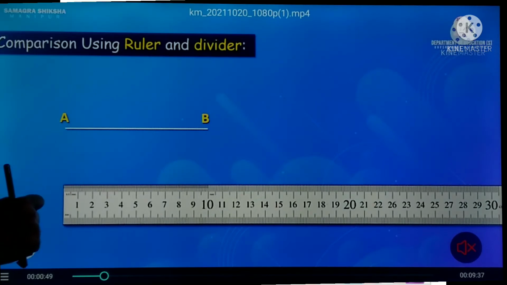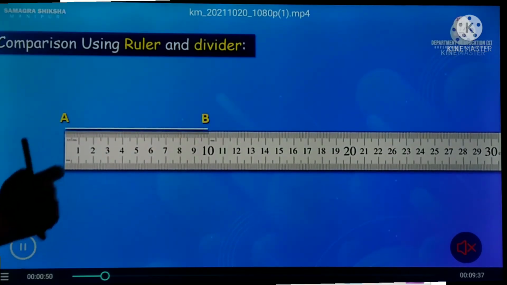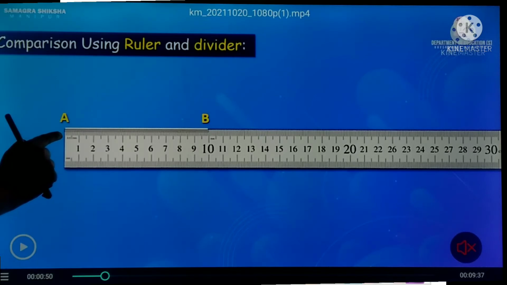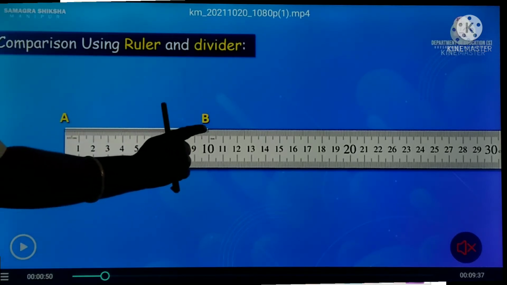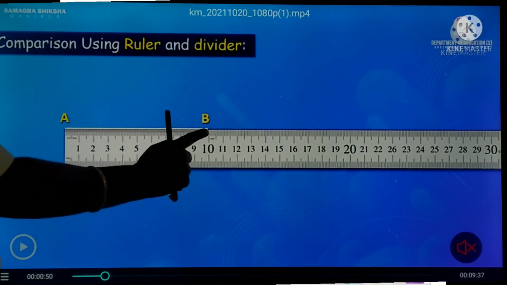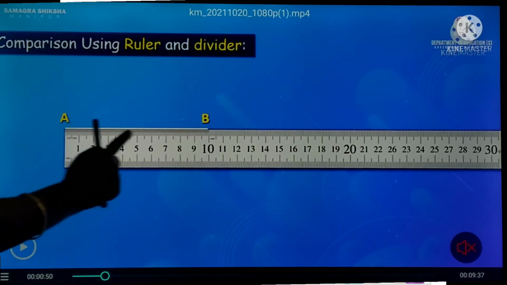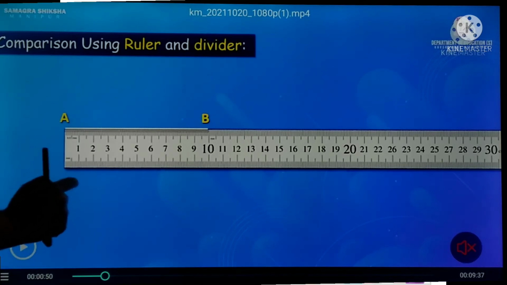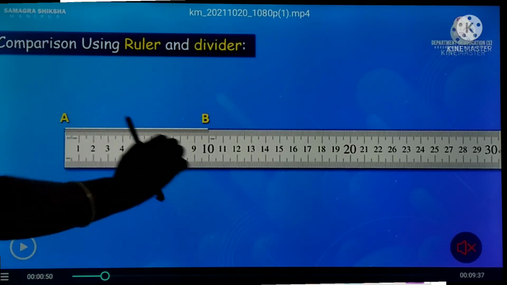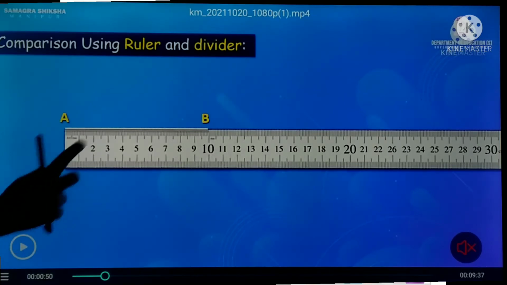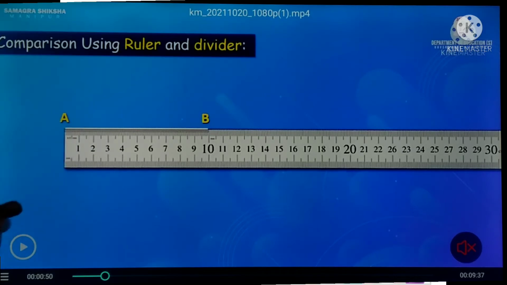So comparison by using ruler and divider. Here the line segment AB is there. Place the zero of the ruler at A. Read the mark against B. This gives the length of line segment AB. So here you can see what is the length of this line segment? Yes, it is 10 centimeter. So we can write length AB is equal to 10 centimeter. Understand? Yes, this is the way to measure the line segment.